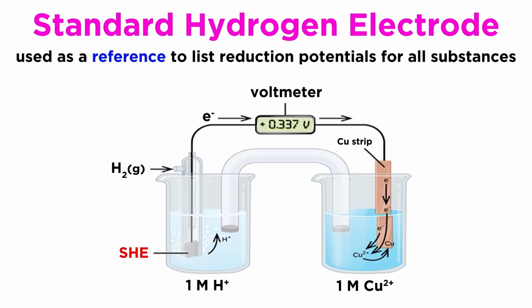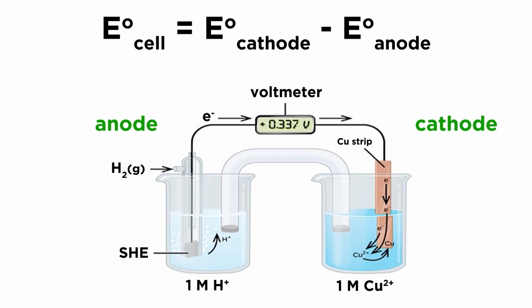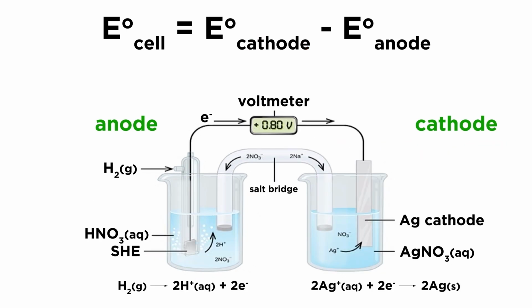Let's say we create a cell by combining the standard hydrogen electrode with a copper electrode. Now we can measure the standard reduction potential of copper. In this case, the hydrogen electrode is the anode and the copper electrode is the cathode, and we see that this generates a cell potential of 0.337 volts. If cell potential, or E cell, is given by E cathode minus E anode, and E anode is the reference electrode of 0 volts, then the reduction potential of copper is all of the 0.337 volts. We can do this with any material.